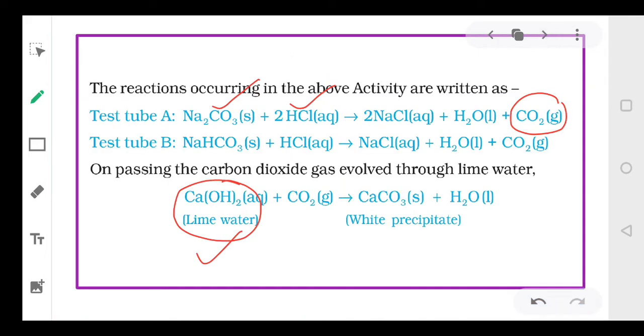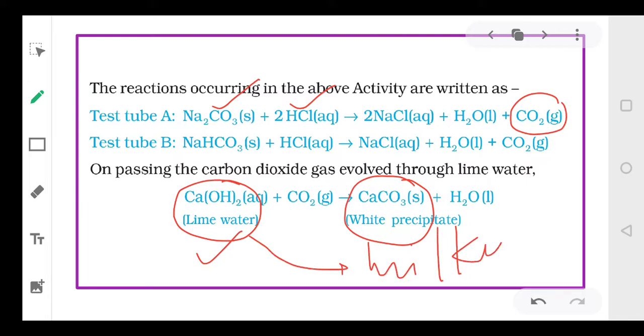तो जैसे ही हम कैल्शियम हाइड्रोक्साइड में CO2 पास करेंगे, यह कैल्शियम कार्बोनेट में चेंज हो जाएगा. मतलब लाइम वाटर मिल्की हो जाएगा. जो हम ऑब्जर्व करेंगे वो ये कि लाइम वाटर मिल्की हो जाएगा. ओके, यह टेस्ट ट्यूब A में है. In second test tube we have NaHCO3 plus HCl. Again we observe that CO2 gas is produced. So दोनों में हमारा reaction same है.